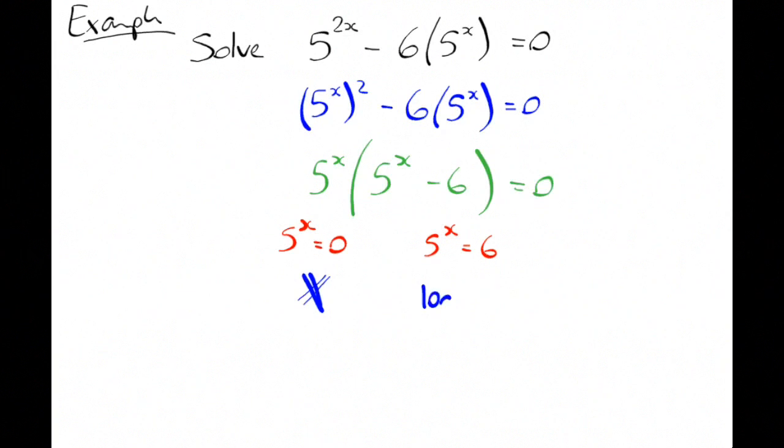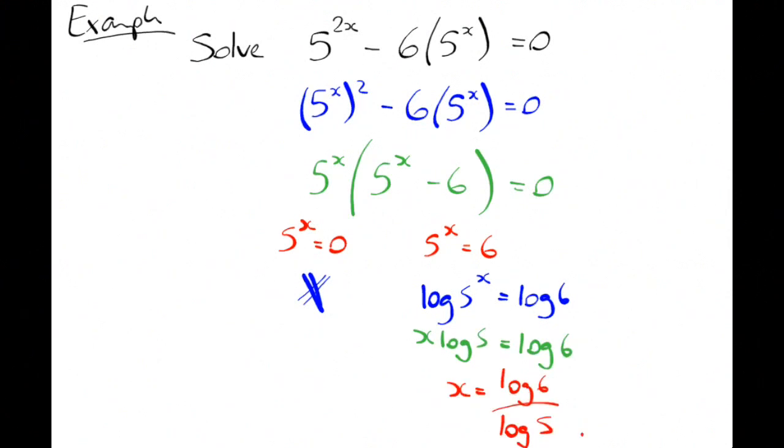5 to the power x equals 6. I'm trying to find my power, so I'm going to log both sides. So I bring down the power. x log 5 equals log 6. x equals log 6 over log 5.